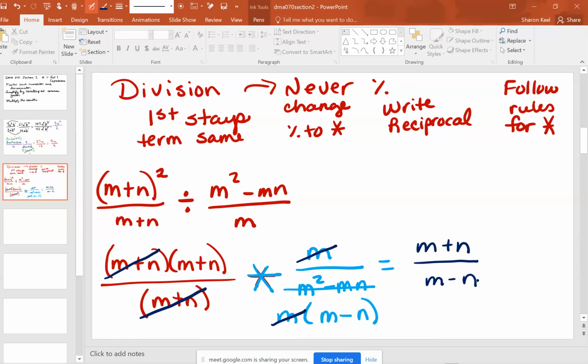Something important to pay attention to. These over each other cannot be canceled. I personally like to still keep my parenthesis around the binomial, so I remember that as a whole unit as a factor. That way people don't accidentally try to cancel things out that cannot be reduced. Okay? Let's do one more.